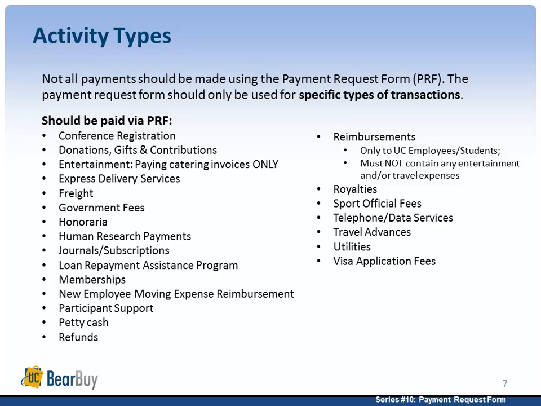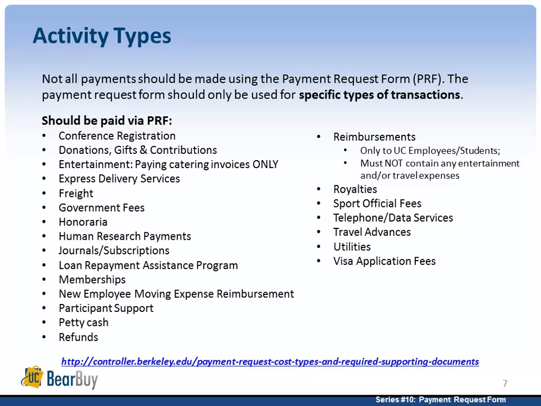The last activity type that I do want to just go over a bit is the telephone and data services. Telephone and data services is specific to mobile devices that are used for work purposes. This does not include any on-campus telephones. If you need to order or pay for any on-campus telephone lines, you'll have to contact IST.